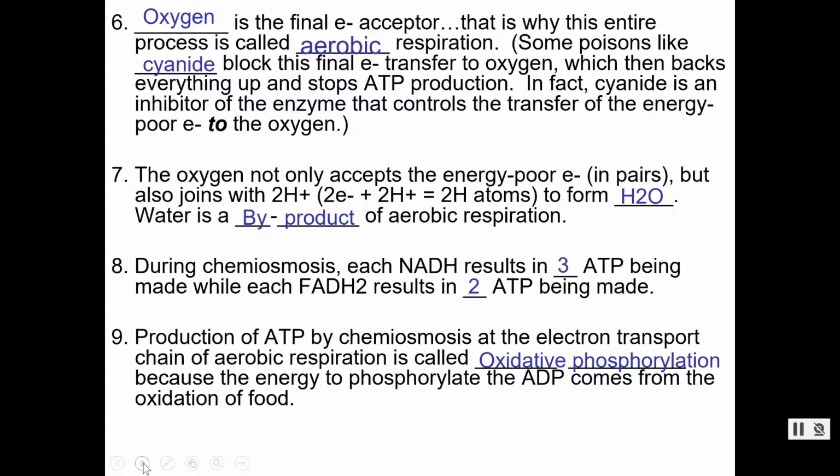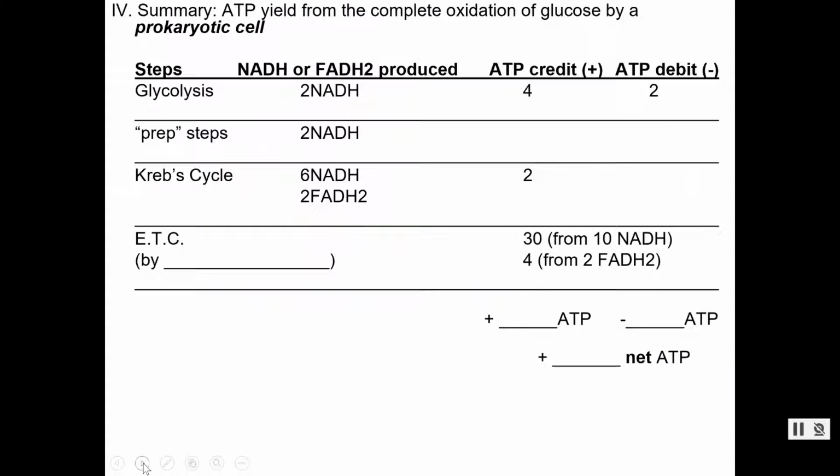And if you remember, we completely oxidized glucose. We got rid of all of the molecules in glucose. Very efficient process. Okay, so it's checkbook time. We need to account for everything. The ATP yield from complete oxidation of glucose in a prokaryotic cell. So if you go back to each of these steps, how many ATP did you make?